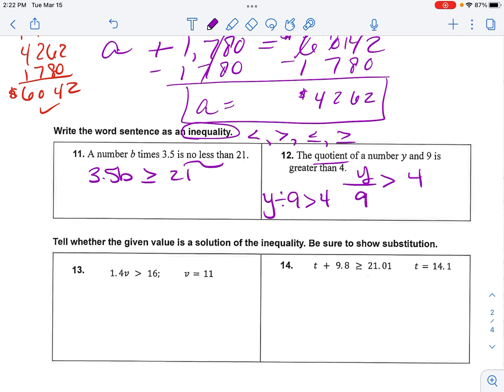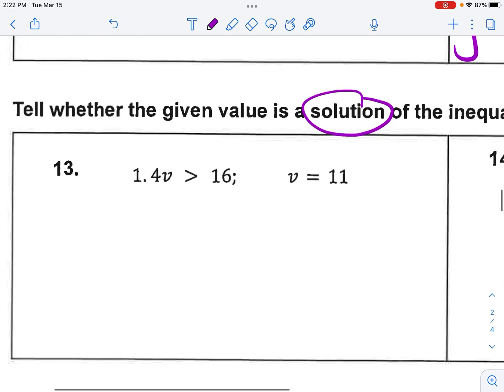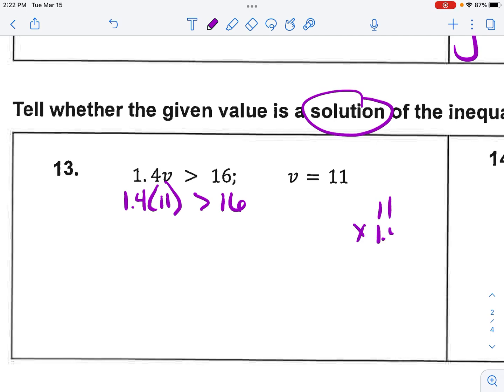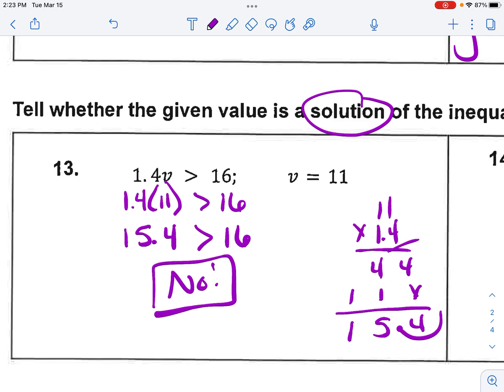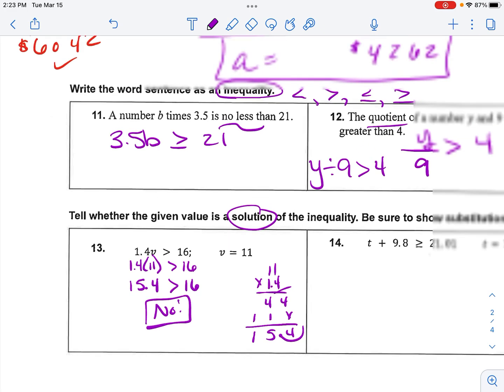Tell whether the given value is a solution. Is it an answer? Be sure to show substitution. We're going to substitute in 11 for v. We know that a number next to a letter means multiplication. So we need to do 11 times 1.4. Make sure to move that decimal once. So we get 15.4 is greater than 16. Is 15 greater than 16? No, it would be less than. So we just write no there.